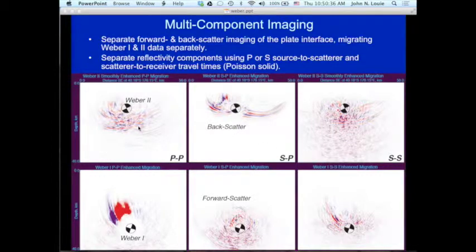So first the backscatter. This is computed using only Weber 2 events, which are above the slab interface. Here's the image we've been looking at. This is kind of a sideways view of the source mechanism, and I'm giving you the location of the hypocenter of the main shock. The plane dipping to the left, that's the thrust plane, is the one that follows the aftershocks. So that's the true plane. The aftershocks are all up in here.